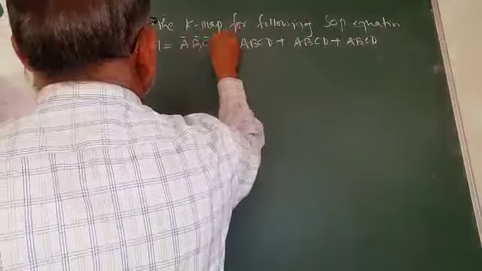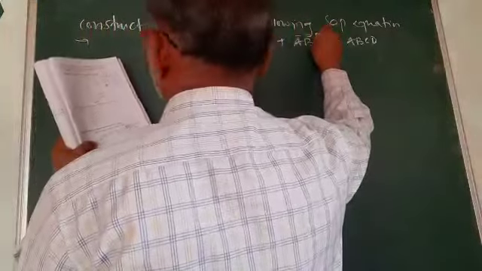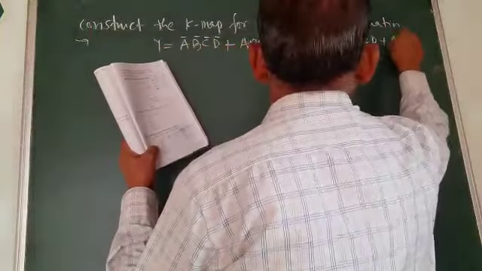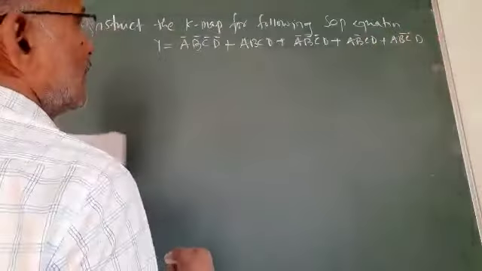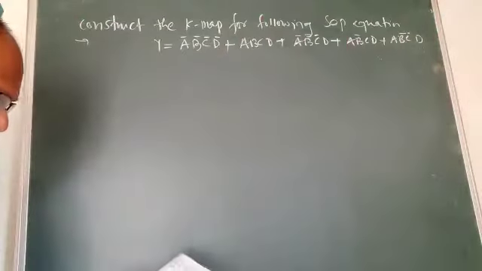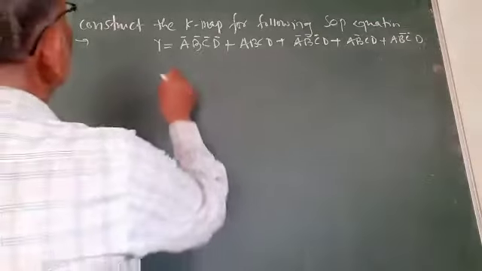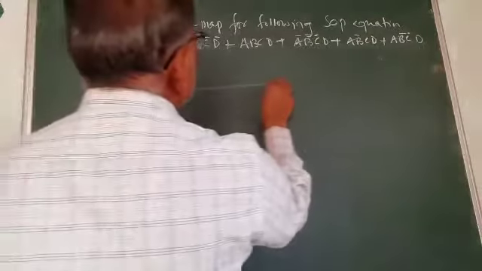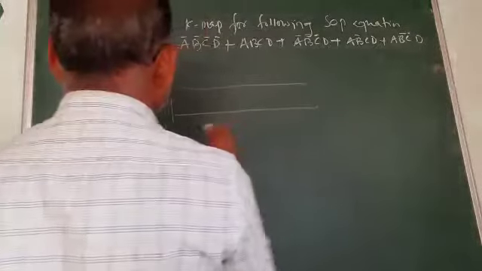So bars here, over here, and a, b, c, d. Thereafter this is a bar, b bar and c bar, here b bar only, and plus a, b, c, d and b bar and c bar. So there are 5 terms. This is the given SOP equation, and we have to write the Karnaugh map for that. This is the simple way. This is 4 variables, a 4 variable K-map. So I will draw this table in this way.